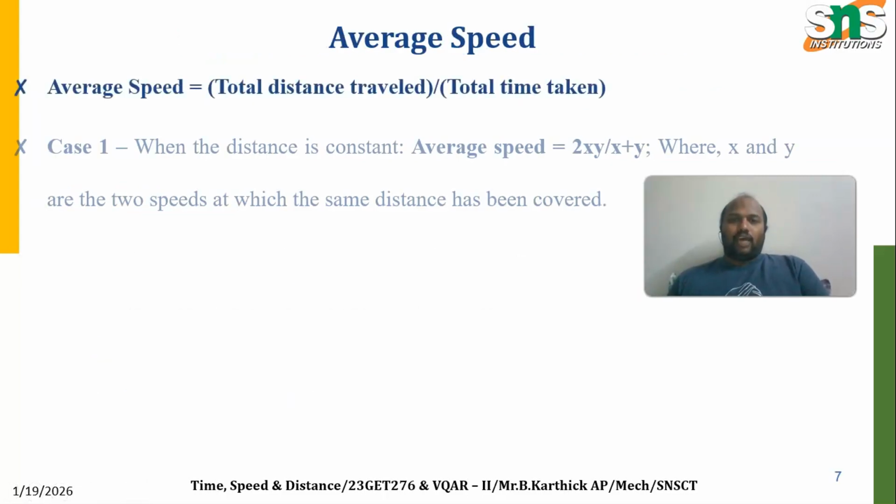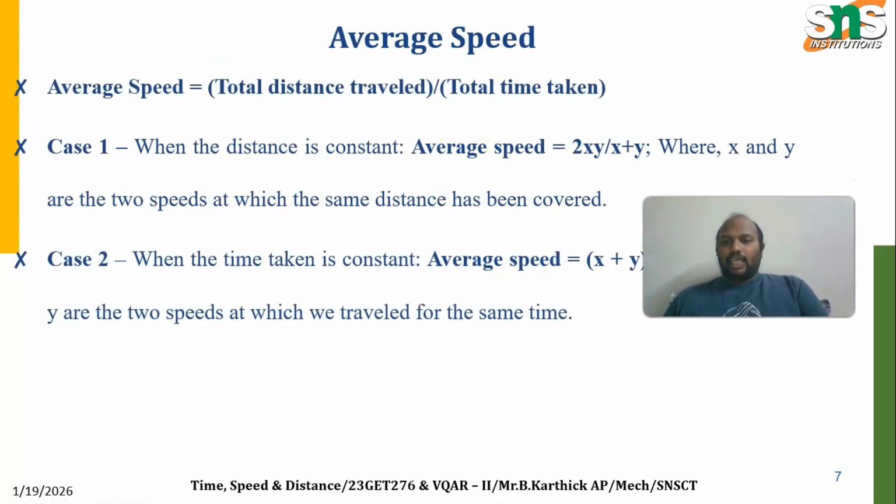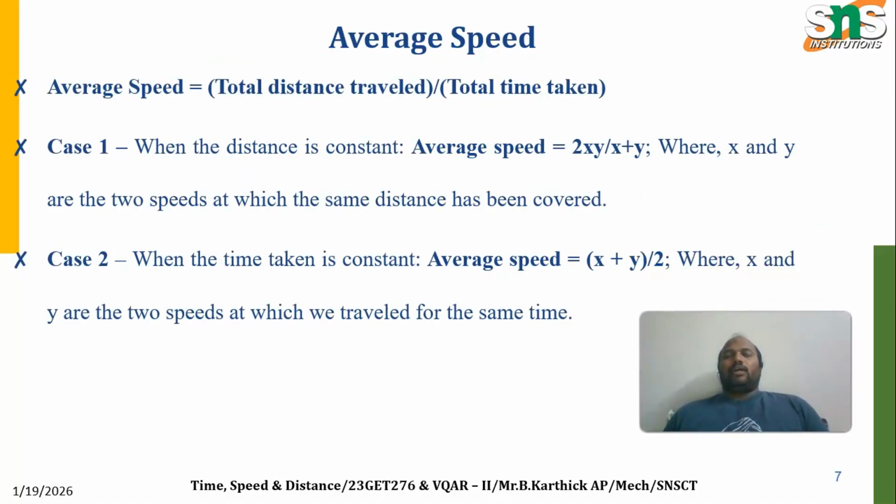The first topic is average speed. Average speed is nothing but the total distance covered divided by the total time taken. First, if the distance is constant: I'm starting from home to college, and it is about 6 kilometers. So here the distance is the same, 6 kilometers.